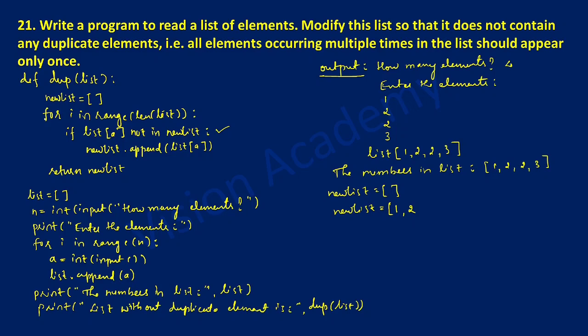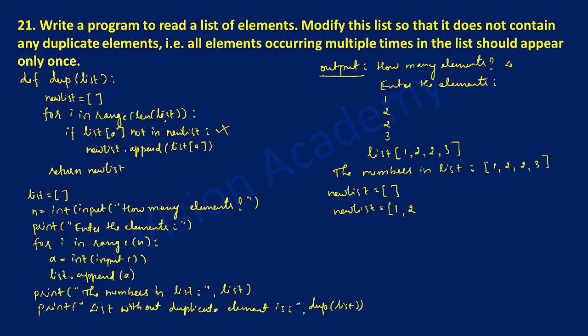Once again control transfers to the for loop by incrementing the value of i by 1. Now i value is 2. We will check if list[2], list[2] consisting of what? 2. 2 not in new list. So here you can observe in the new list 2 is already present. So hence it is going to return the value false. Once this is false, then this number 2 will not be appended to the new list. Control once again transfers to the for loop by incrementing the value of i by 1.